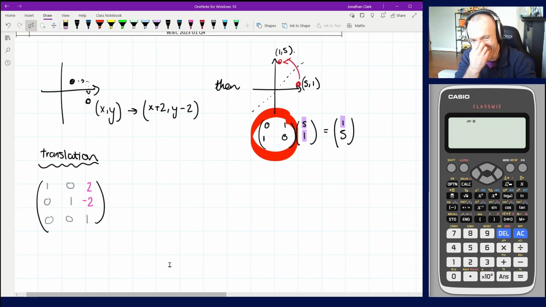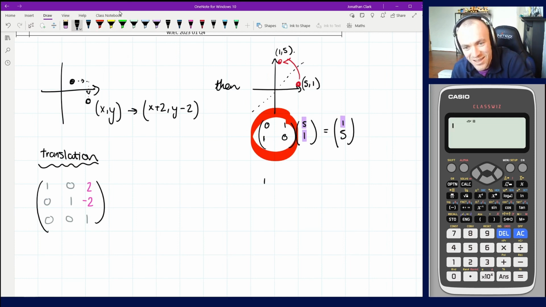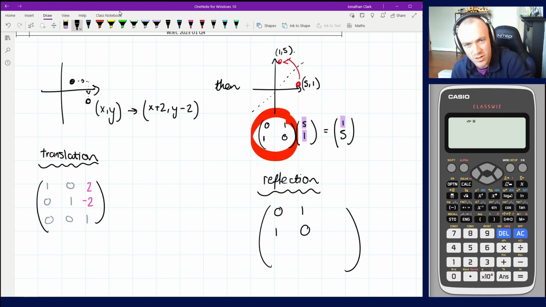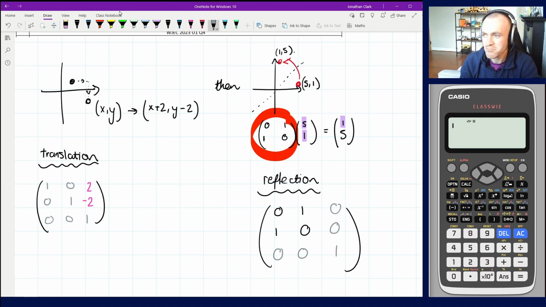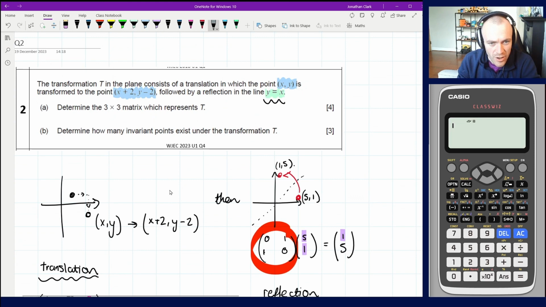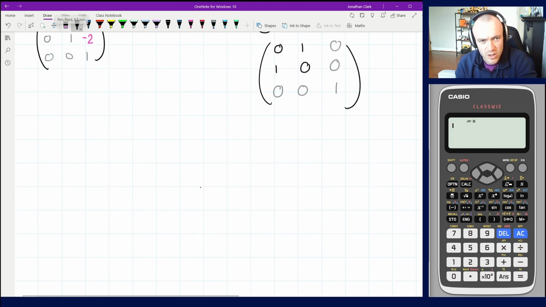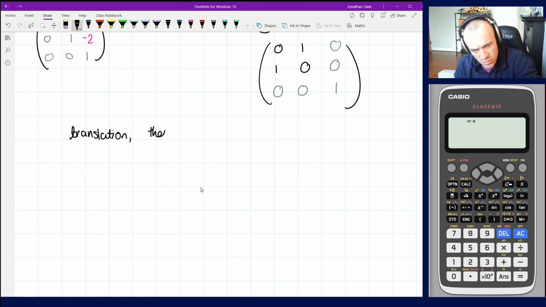there it is. What I need to do is just put a row of zeros and ones around it, like so. One, zero. Then the other elements are zeros. I also need to think about the order in which I need to multiply these matrices, because it's a translation first, followed by a reflection.